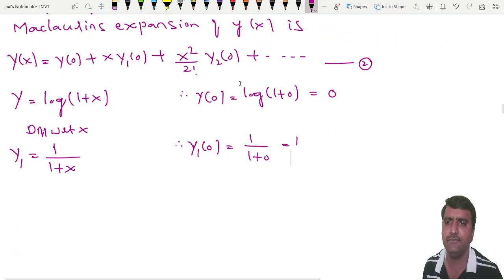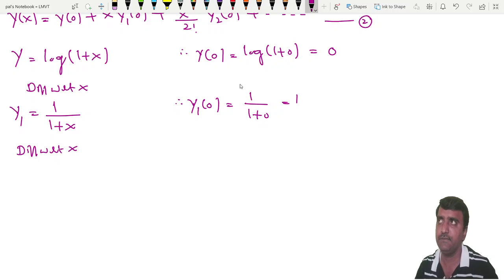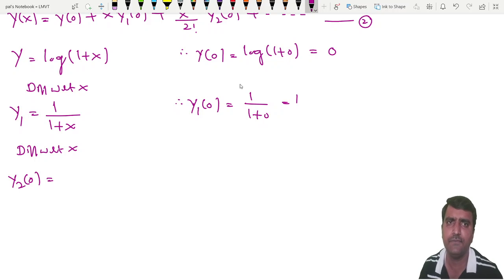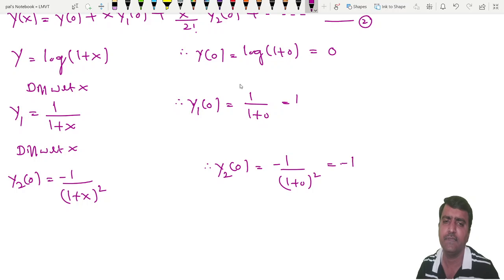Similarly find y2 of 0. For y2 we need to differentiate this. So differentiate with respect to x. y2 is equal to the differentiation of 1 by x, which is minus 1 by x square, because this is in the form 1 by x. So it is minus 1 by 1 plus x whole square. So therefore y2 of 0 is equal to minus 1 by 1 plus 0 whole square, which is minus 1.